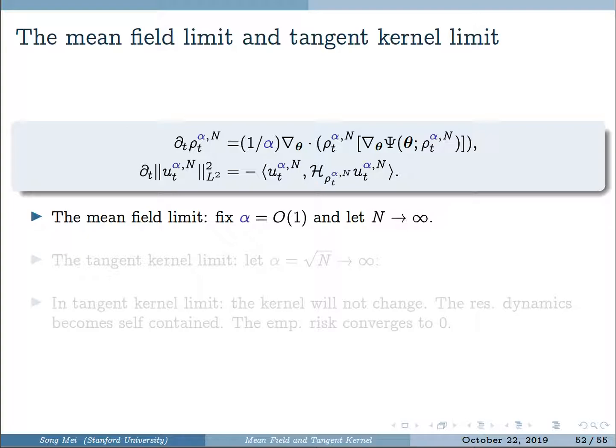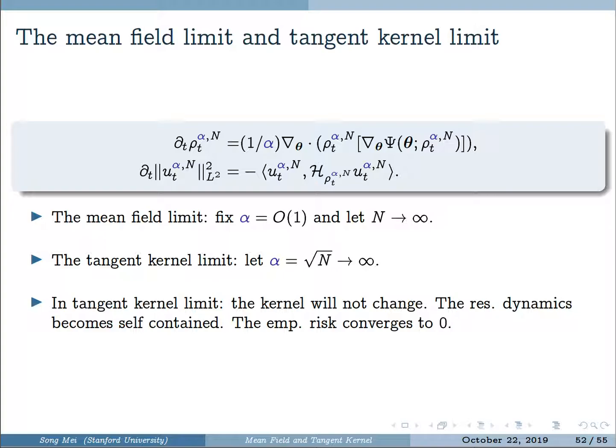In the mean field limit, alpha is fixed, and we let capital N, the number of neurons, go to infinity. So the two equations are coupled. They cannot be decoupled. And in the kernel limit, people take alpha to be of order square root of N, and they take alpha and capital N to infinity together. In that case, because there is a 1 over alpha term, in that limit the empirical distribution of the neurons will hardly change. Then the second equation becomes self-contained, because the only place the second equation depends on the empirical distribution of the weights is through this kernel. And if this empirical distribution doesn't change, then the kernel doesn't change. This gives you the neural tangent kernel, and you can show that through this equation the training error will converge to 0 linearly.